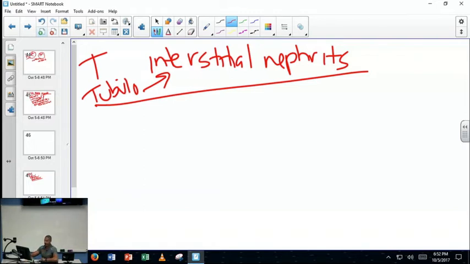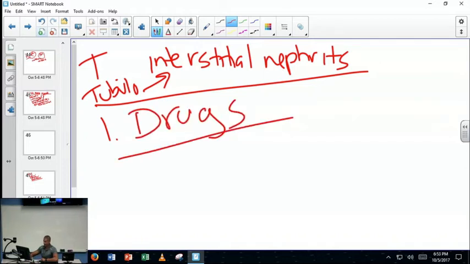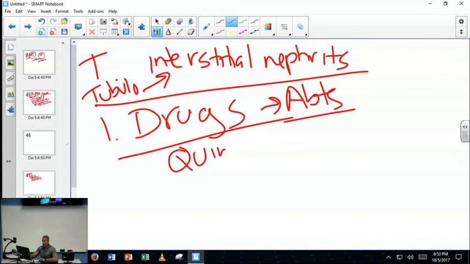Okay. What do you think the most common cause is going to be? By far, pretty much 80% of cases: drugs, medications, and specifically tons of antibiotics. Aminoglycosides are not on there because aminoglycosides usually cause acute tubular necrosis. They cause direct cellular toxic damage. Common ones that cause this: quinolones, sulfas, penicillins.